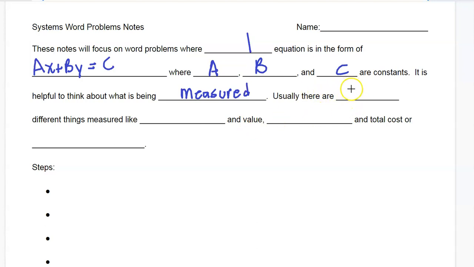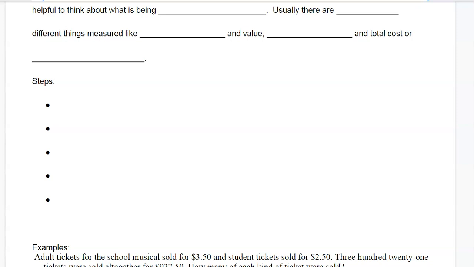Okay, they're usually two different things being measured, like items and value, or amount and total cost, or total price. Okay, and we're going to take a look at a few steps, and of course, we're going to look at a bunch of examples. So our first step in these problems is going to be read the problem, underlining important information. Okay, these are all going to be word problems.